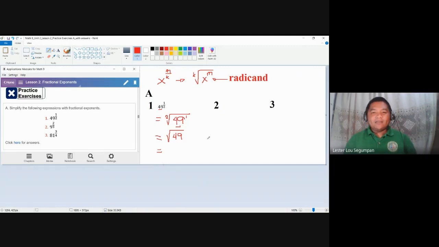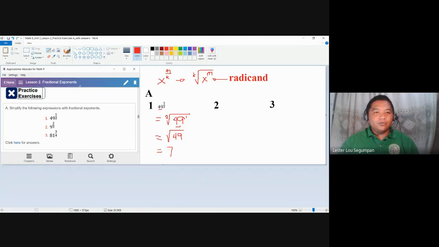So we can get the value right now because 49 is a perfect square. 49 is 7 times 7, or 7 squared. In short, the answer for this is 7. Using the concept of this law of exponent and simplifying the expression, the answer is 7.